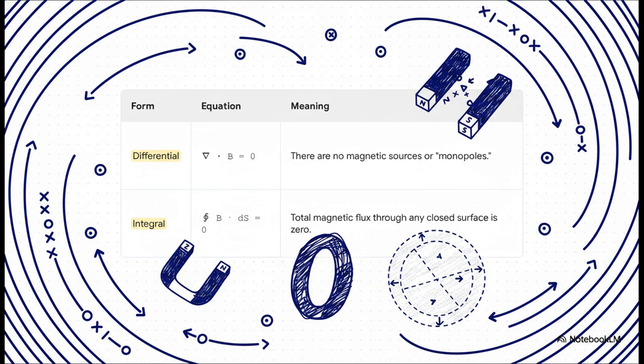Okay, now let's switch over to the magnetic side of things. And right away, you should notice something profound. This is Gauss's law for magnetism. And look, both the differential and the integral forms are equal to 0. The divergence of the magnetic field is always 0, everywhere, no exceptions.